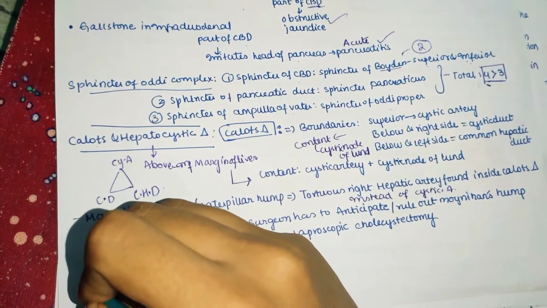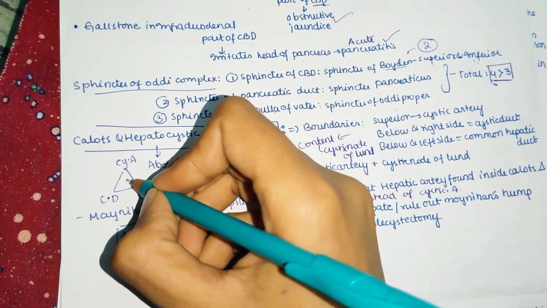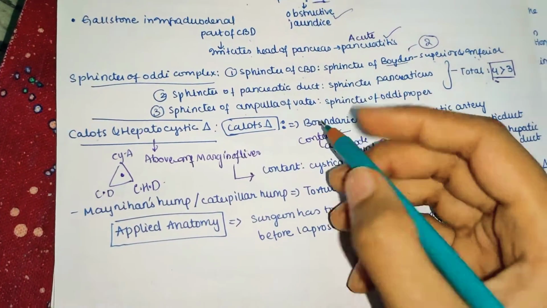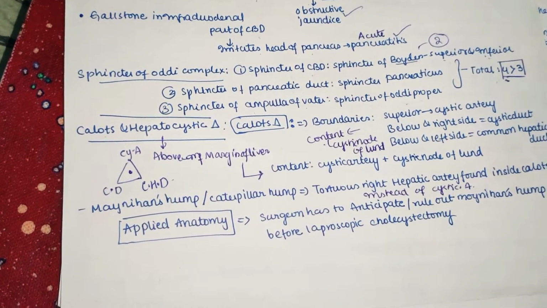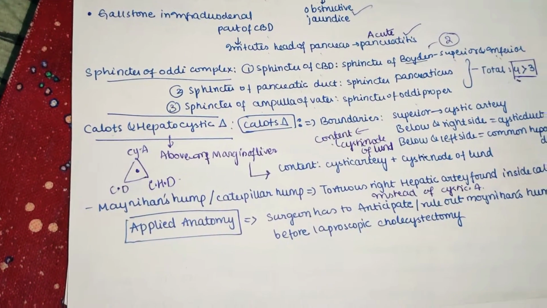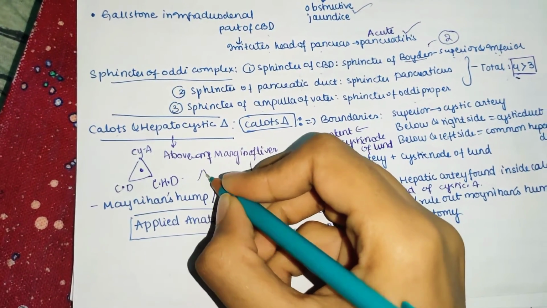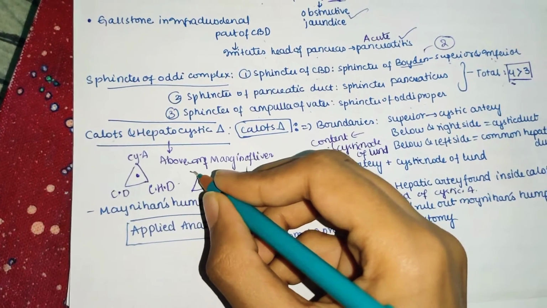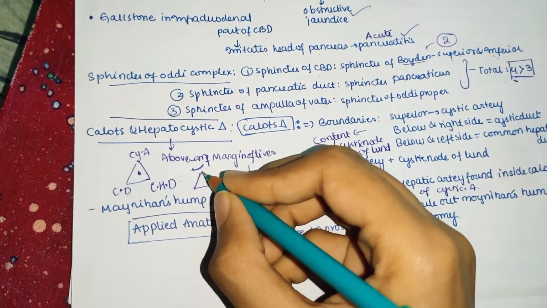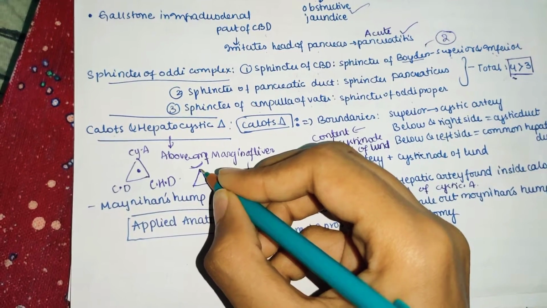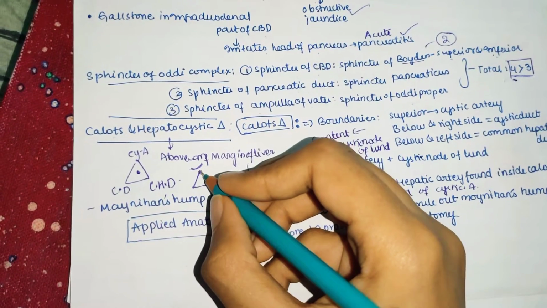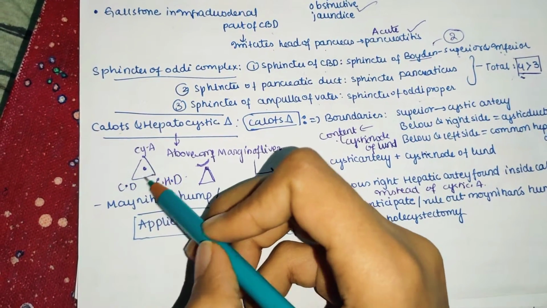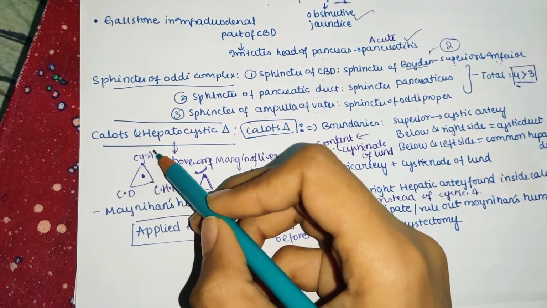So what is the content of Calot's triangle? It has the cystic node of Lund. The cystic node of Lund is a content of Calot's triangle. Now, what is the hepatocystic triangle? Both are different. The hepatocystic triangle is present above the inferior margin of the liver. Here we will have the liver, its inferior margin, and this is the apex of our hepatocystic triangle. So in the hepatocystic triangle, above is the inferior margin of the liver, but in Calot's triangle, above you have the cystic artery.